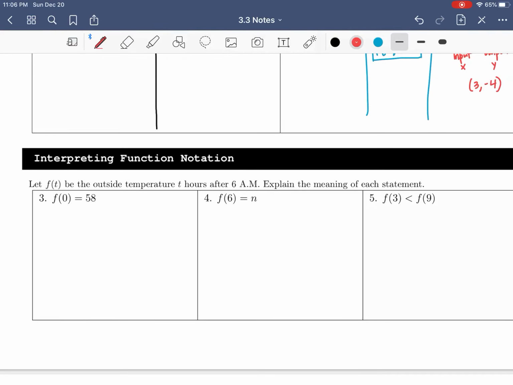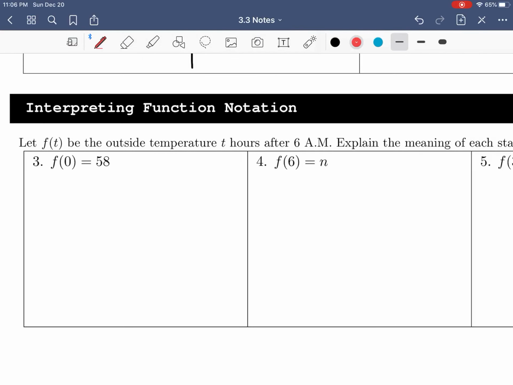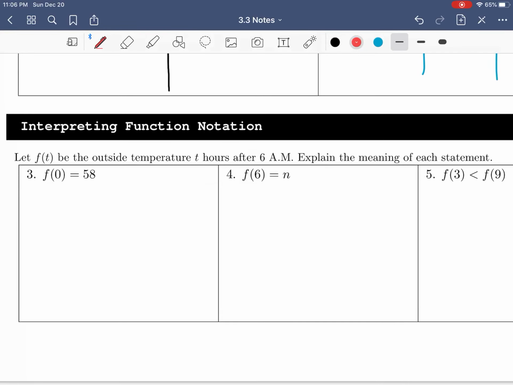Okay, interpreting function notation. A lot of times this function notation will be used with some sort of story problem. So it says, let f of t be the outside temperature t hours after 6 a.m. Explain the meaning of each statement. So f of 0 equals 58.